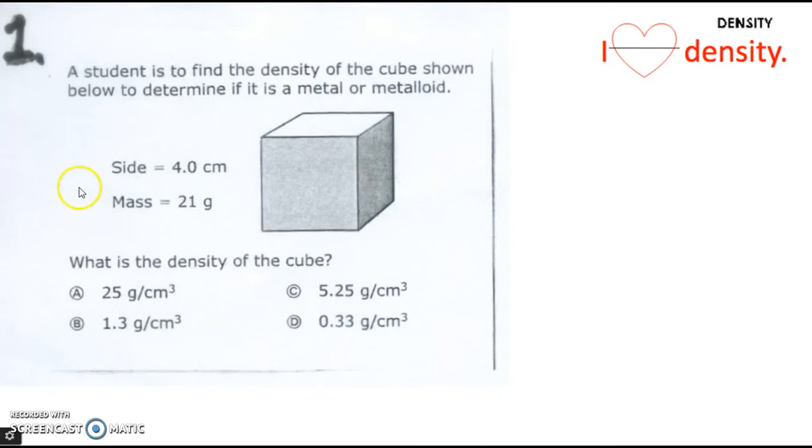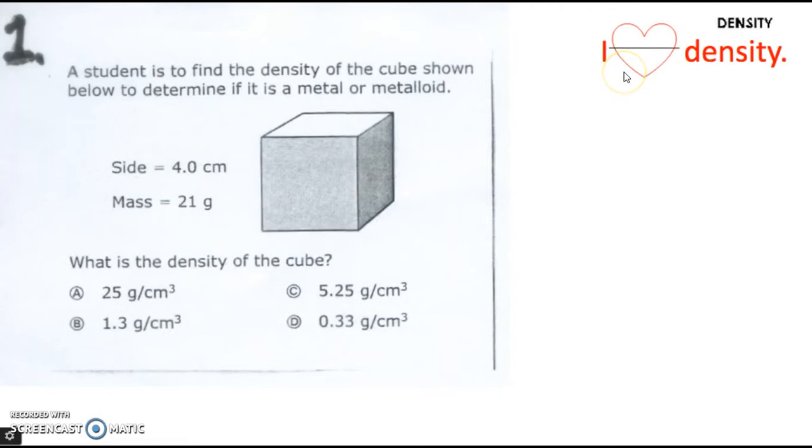A student is to find the density of the cube shown below to determine if it's a metal or a metalloid. Whether it's metal or metalloid doesn't matter. You need to find the density of it. And they gave you the side length of this cube is 4 centimeters. Each side is 4 centimeters. And the mass is 21 grams.